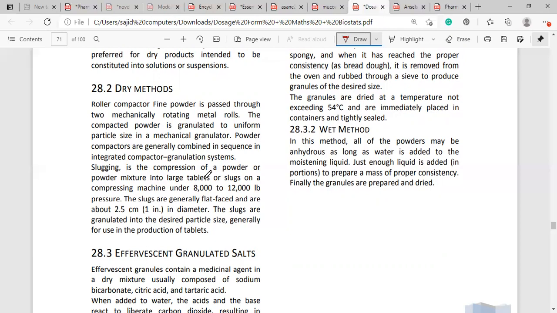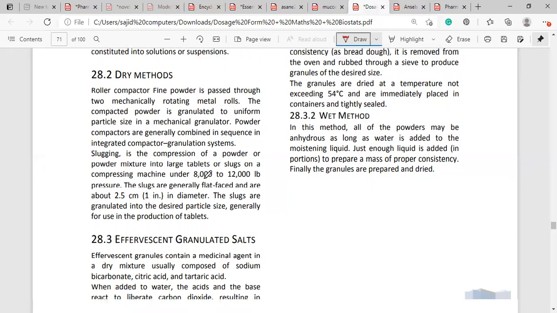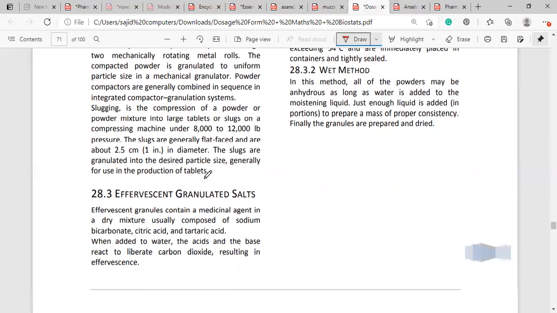There are certain active materials in practical industries or in practice which require slugging before compression to make them uniform. So slugging is simply a process in which large tablets are produced. These tablets are then crushed into different granule sizes as per requirement. Effervescent granules, effervescent granulated salts.